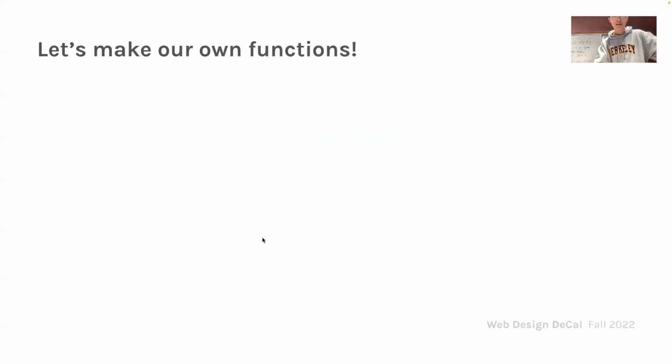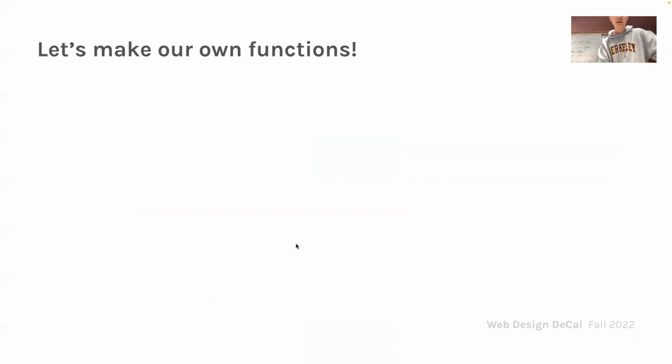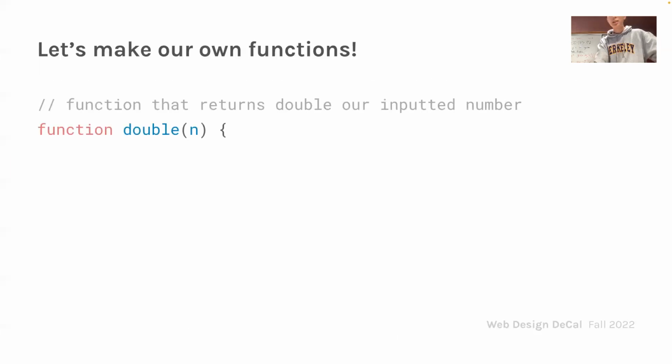So let's see how we can make our own functions. Remember, function, the name, a parameter, opening and closing curly brace, and maybe a return value. Okay. Let's say we want to create a function that returns double our inputted number. Following the same conventions as earlier, we have function, double, which pretty accurately describes what we have here. And instead of x, I just decided to call it n, why not? And our opening brace. Do we have any ideas of what our return value could be? Let's practice writing it out. What would the next line be?